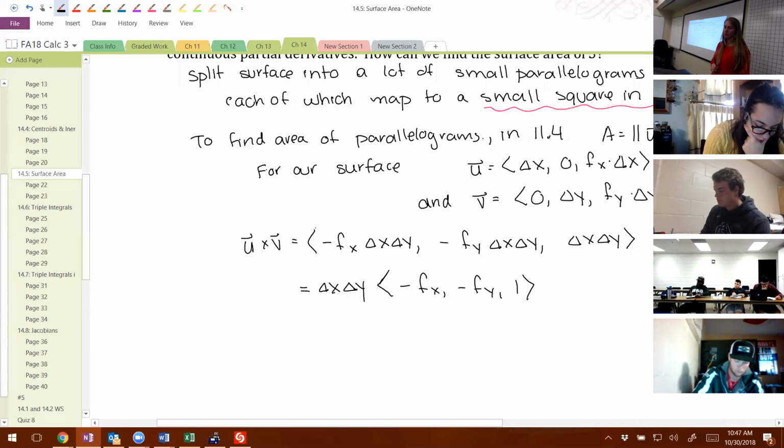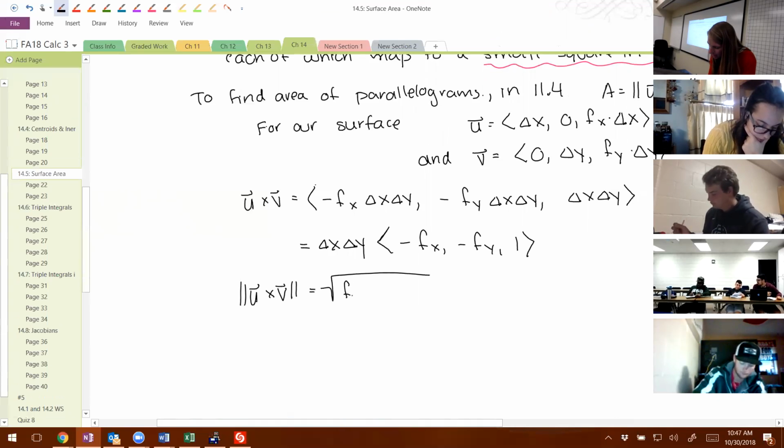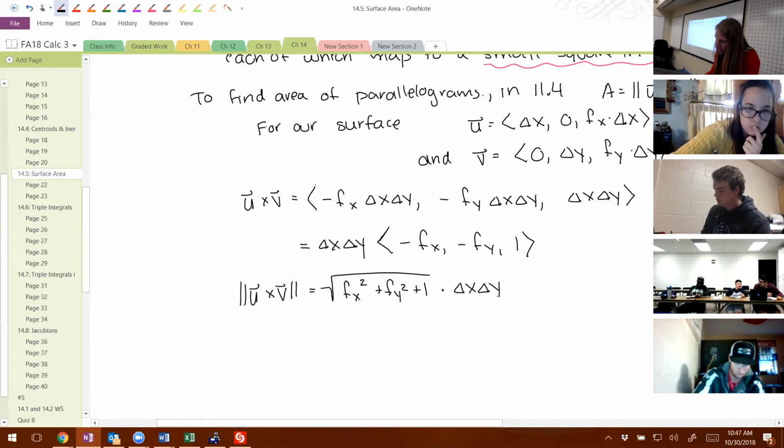So if we go back and find the magnitude of this, we're really close to the formula we're going to need for our integrand. Eventually what we'll come up with is this: the square root of the partial with respect to x squared plus the partial with respect to y squared plus 1, and then all times that delta x delta y. But we said delta x delta y is just the change in area, so delta A, and so we'll stop there.